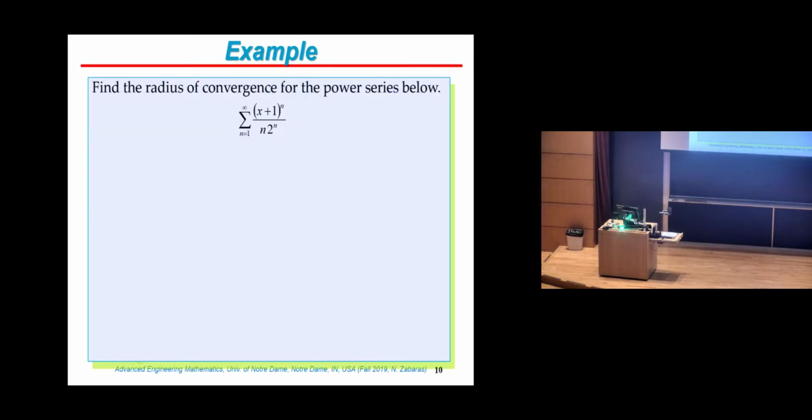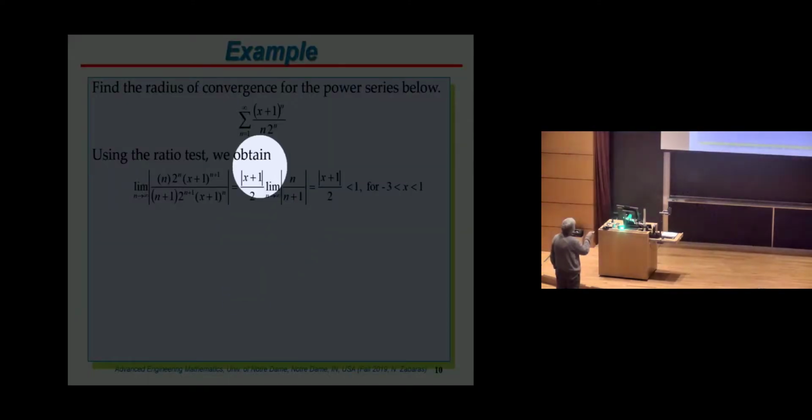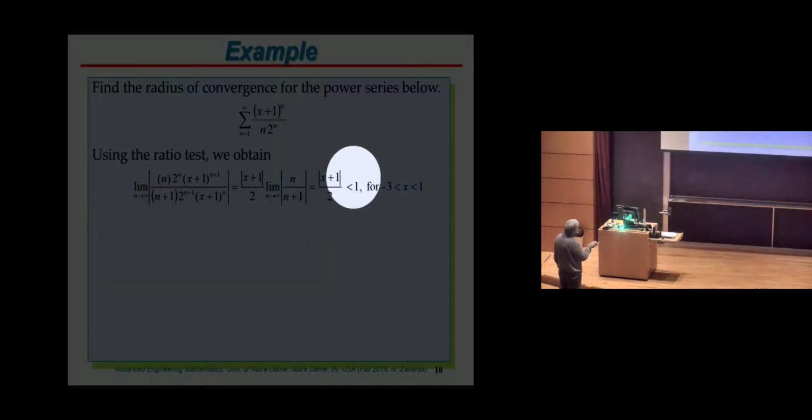OK, so what's the range of convergence of this? How are you going to calculate it? Again, the only thing we know is this ratio test to evaluate convergence. So if you take the n plus 1 term divided by the n term, you get rid of the x plus 1 to the n, so you get x plus 1. 2 to the n and 2 to the n plus 1 gives you 2. The limit of n plus 1 over n is 1. So you get the absolute value of x plus 1 over 2. So what's the radius of convergence for this?